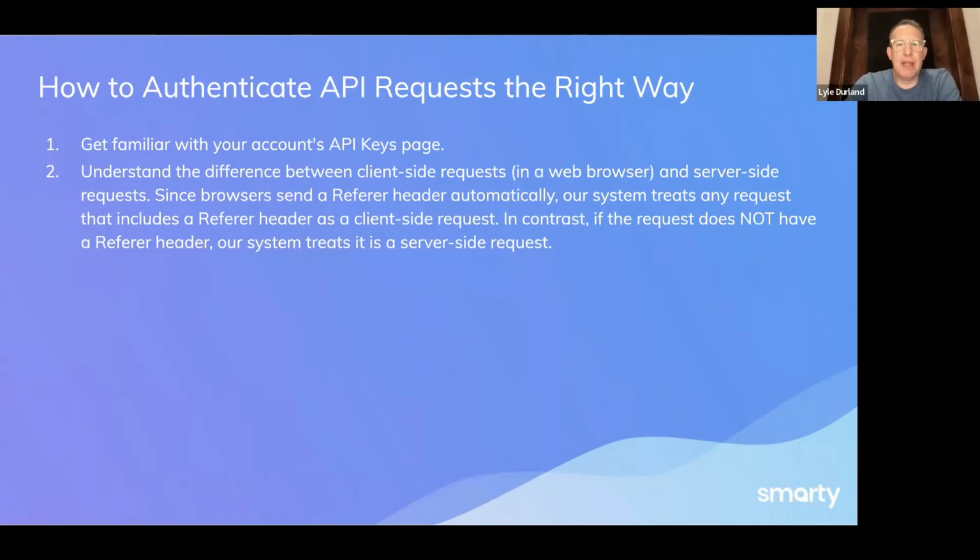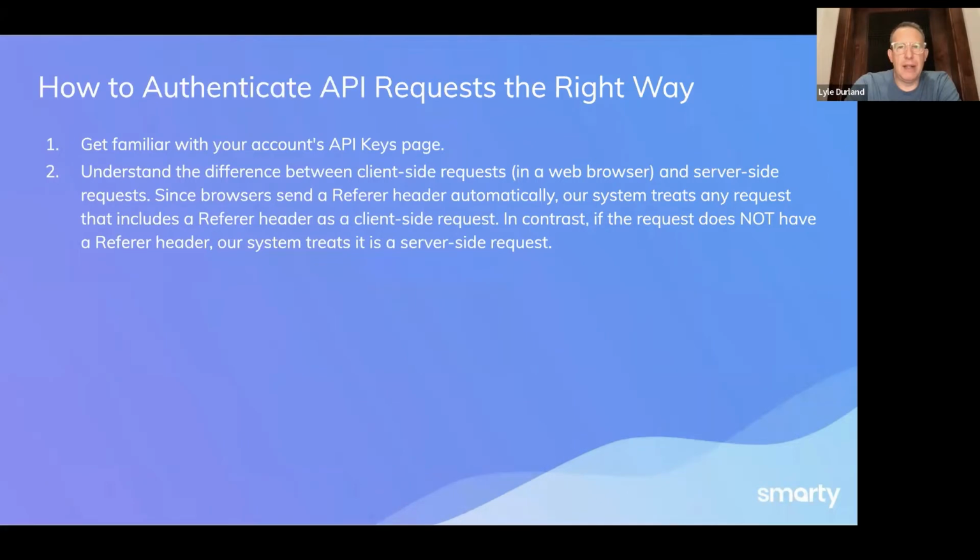The next step in authenticating API requests the right way is to understand the difference between client-side requests, which are in a web browser, versus server-side requests. Since browsers send a referrer header automatically, our system treats any request that includes a referrer header as a client-side request. In contrast, if the request does not have a referrer header, our system treats it as a server-side request. That's an important distinction to make.